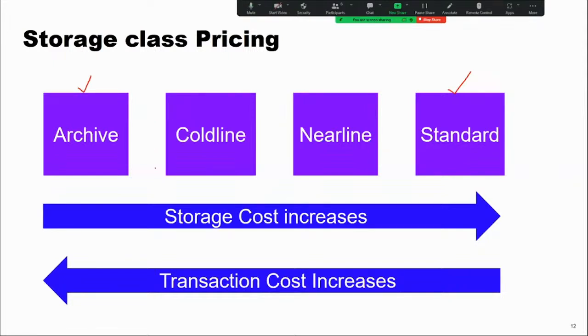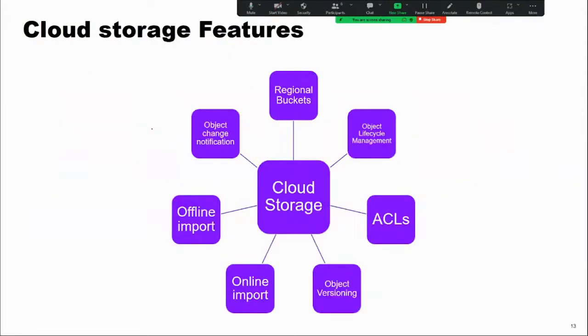And the storage class is an editable option. Even once you have created a bucket, you can change it later as well. So that is also what we have seen. When we talk about the features of Google Cloud Storage, we have all of these things, guys: regional buckets, object change notification, ACLs, object versioning, online import, offline import, and object lifecycle management. So these are all the features of GCS.